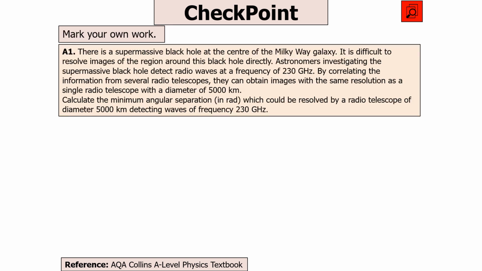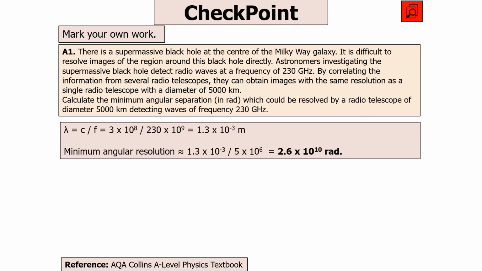answer. Right, in this one, how can we work it through? Well, we know the wavelength is going to be c over f, because it's an electromagnetic wave, c is 3 times 10 to the 8. We've got f, it's 230 gigahertz, we turn that into hertz. So we get a wavelength of the radiation source. We can then say that the minimum angular resolution is the Rayleigh criterion. It's going to be theta equals lambda over d. We've just worked out lambda. We know d from the information is 5 times 10 to the 6 meters, from kilometers into meters. So we get 2.6 times 10 to the 10 radians. So 10 to the minus 10 radians, sorry.